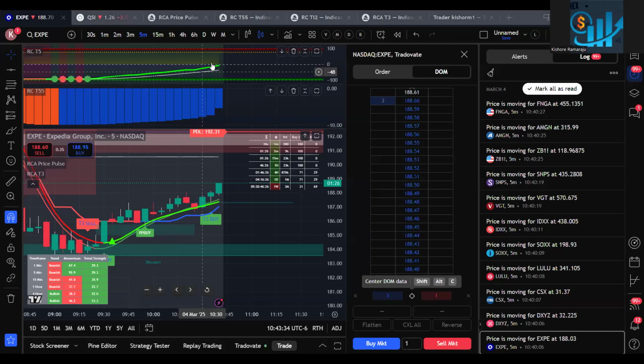Again, it is just like a checklist. Okay, this is looking good. This is looking good. Here, this is looking good. Your volume is looking good. Your momentum is good on 1 minute. 5 minutes also it is good. So slowly it is going up.